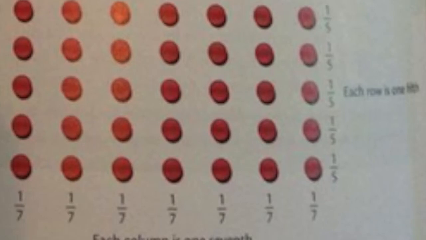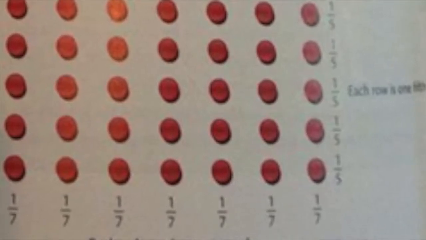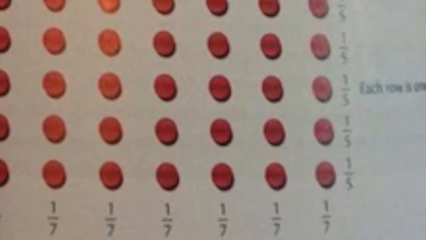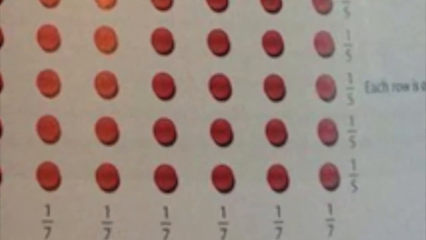Once students understand how to add fractions using the same denominator, they can then move on to adding fractions with unrelated denominators. A suggested way to learn this is through arrays.